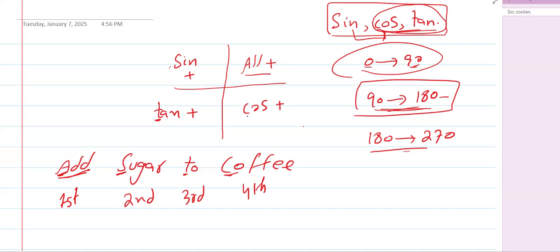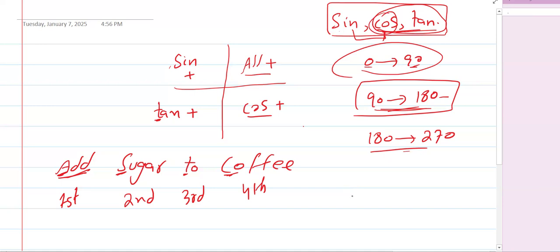In the fourth one, I told you only cos will be positive, other both will be negative, because there are total three you are dealing with. Only one positive. For example, if I'm saying sine positive, it means the rest two negative. If I'm saying tan positive, it means the other two will be negative.